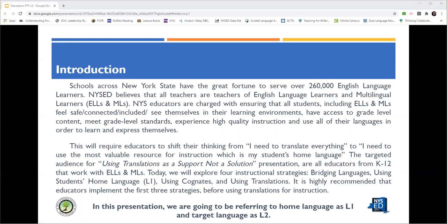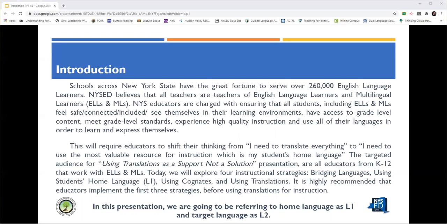In addition, students need to have access to grade level content. They need to be given opportunities to meet grade level standards and experience high quality instruction, all while using all of their language repertoires in order to learn and express themselves properly. This will require that educators shift their mindset from I need to translate everything to I need to use the most valuable resource in my instruction and in my classroom, which is my students' home language.